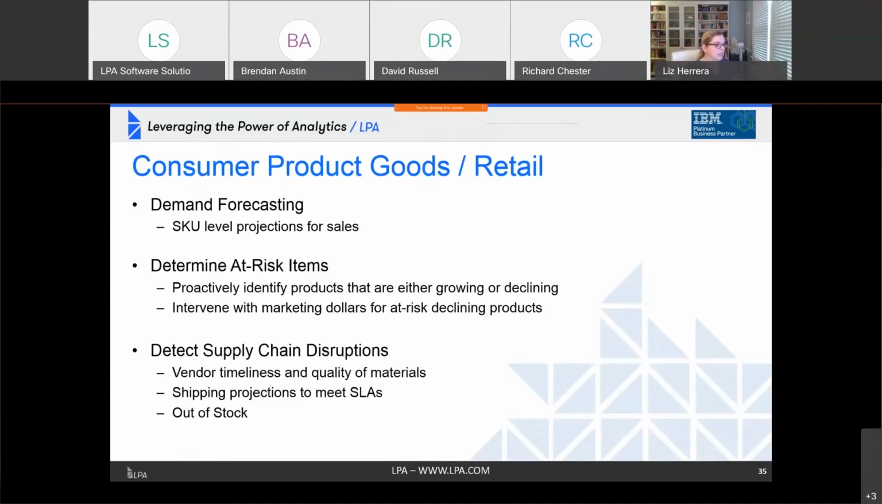And then finally, detecting supply chain disruptions. And there are lots of ways that we can do this. But if you're working with vendors, timeliness and quality of materials, we've seen with our clients basically identifying or predicting if there are vendors who you might need to either not use or renegotiate your contract because they're not necessarily meeting their SLAs, and the quality of materials are suspect.